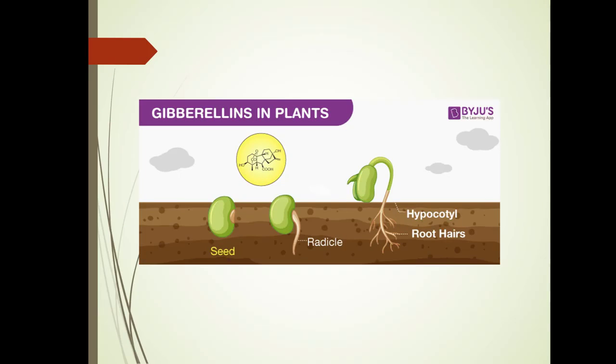So here it is in the seed. It's found inside the seed, and as I said, if a seed is having difficulty germinating, you can see there's clouds in the sky here, not enough light, gibberellins can help with germination.